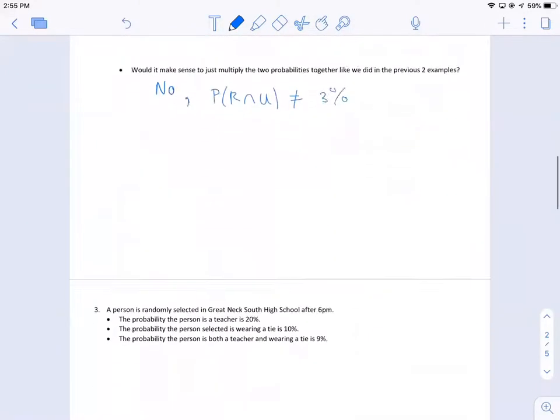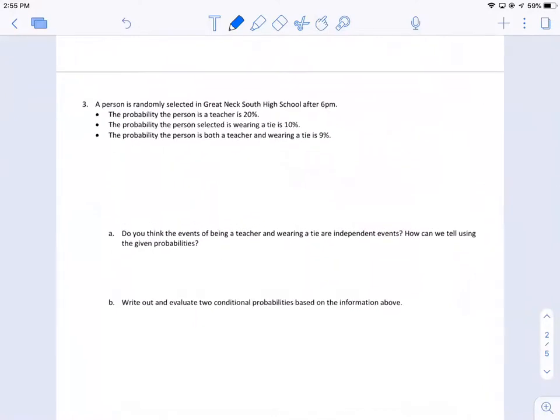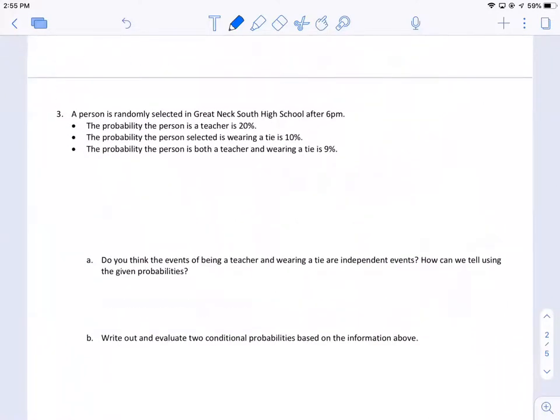So let's take a look at example number 3. A person is randomly selected in Great Neck South High School after 6 p.m. All right, so the probability that the person that was randomly selected is a teacher is 20%. The probability that the person wears a tie is 10%, and the probability that the person is both a teacher and wearing a tie is 9%.